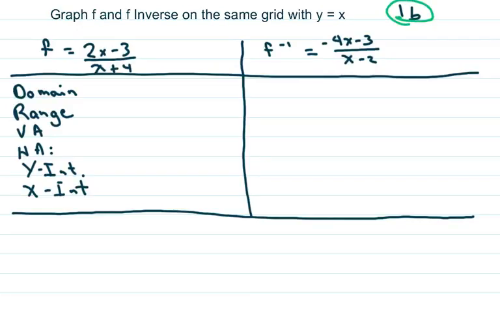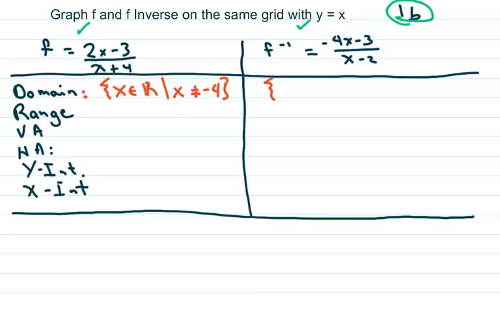We were given a function, and we already found the inverse and checked the solution. All we have to do now is graph it. So the first thing I want to do is fill out some information. The domain of f is all real numbers such that x cannot be -4, because you can't divide by 0.